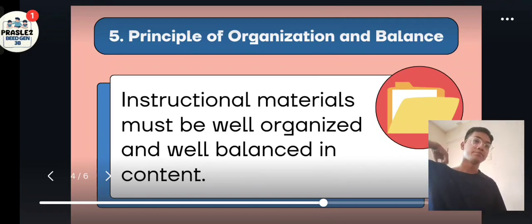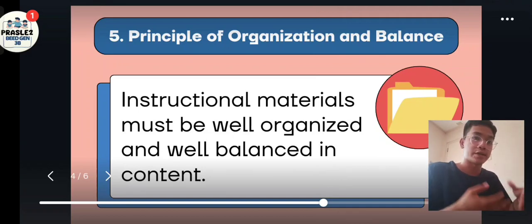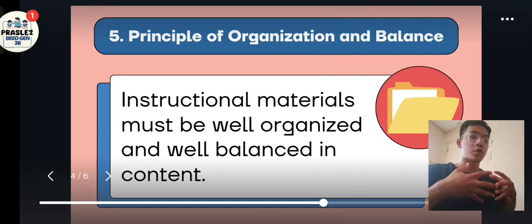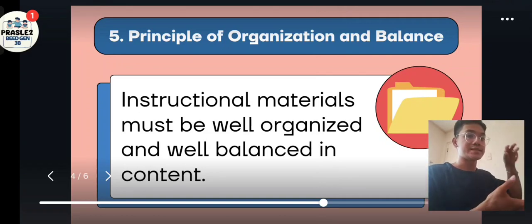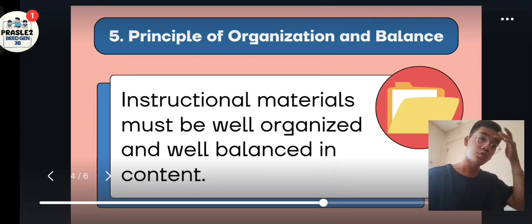Kasi parang nagbigay ka lang ng information tapos parang hindi mo siya in-explain. So it was like that. So the principle of organization and balance will point out to the teacher that if you are using instructional materials, make sure that it is well organized, well balanced, and especially the content that you are providing to your students is andun. Itutumbok mo. Kasi ayun yung kailangan ng mga students natin in order for them to learn.